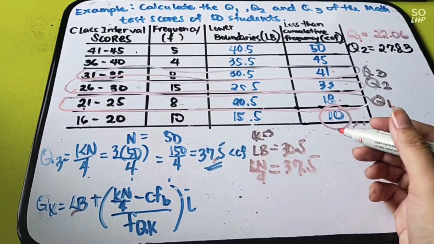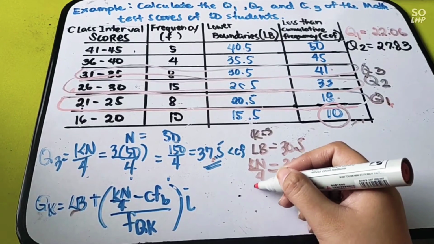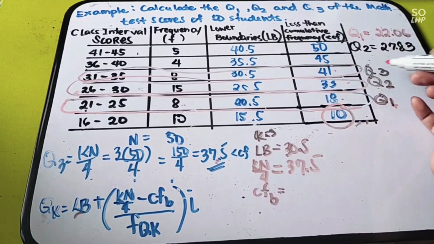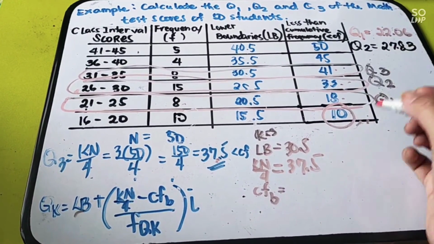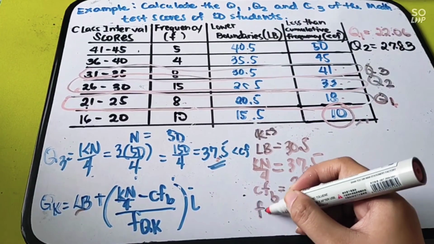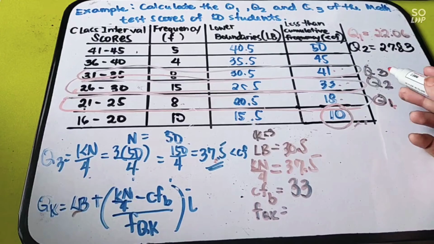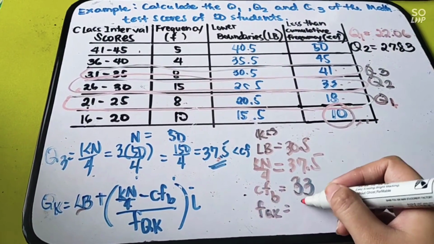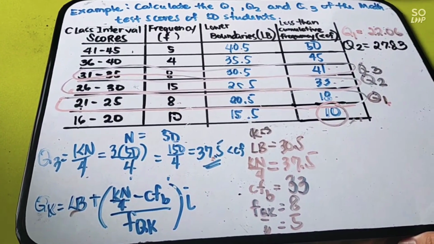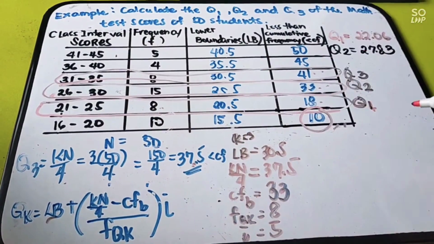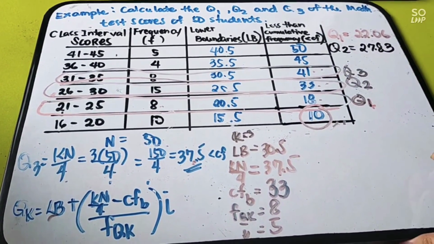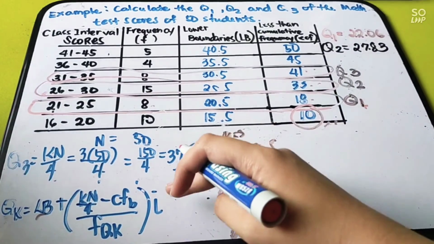And then, next tayo, we have the less cumulative frequency before ng quartile 3 mo, which is 33. Next tayo, we have the frequency of your quartile 3. Anong frequency niya? We have 8. And then, your interval, it is always 5. Okay, 5 kasi siya lagi dito, 'di ba? Pero po naiba po yung class interval niya sa ibang questions naman po. Okay? Then, let us substitute.